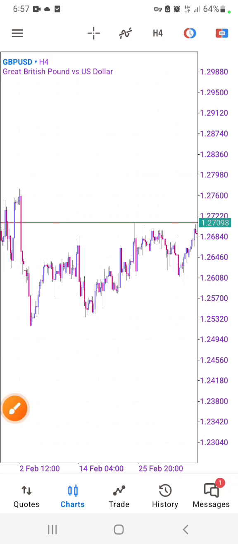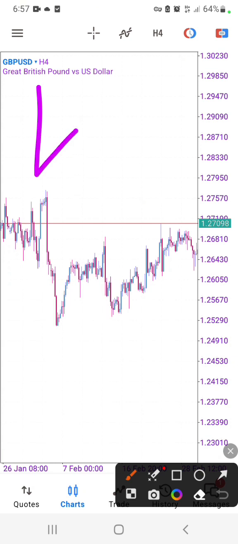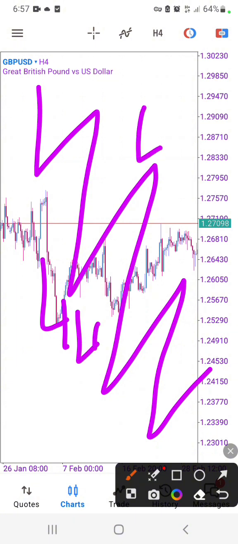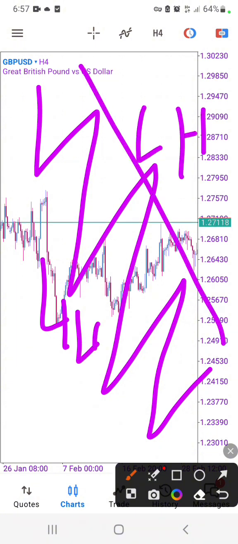It is vice versa. When the market is trending down, it is making lower lows and lower highs. These are the lower lows and these are lower highs. This is what we call that the market is moving downwards. This is also what we call the direction of the market.